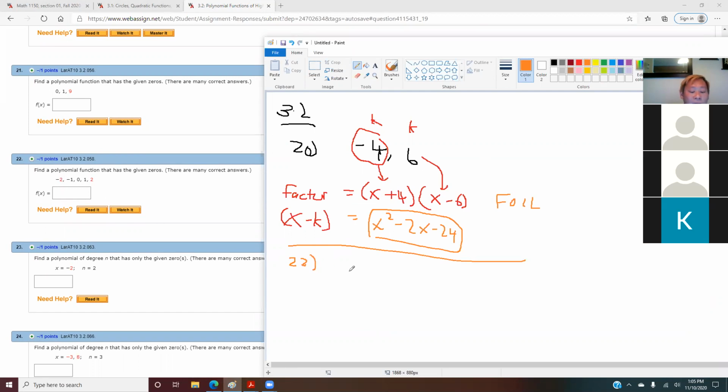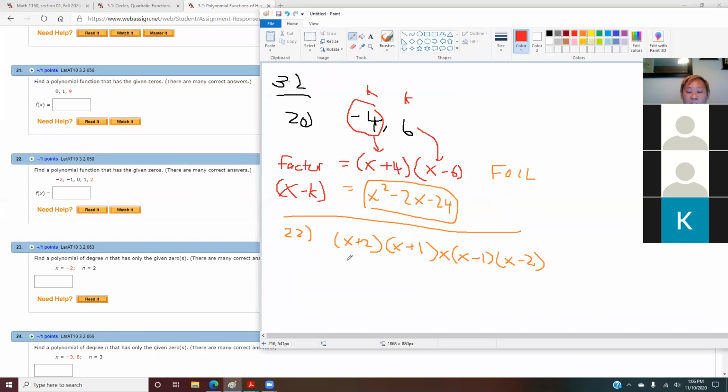So your factor for this will become x plus 2, that is for -2. x plus 1, this is for -1. 0 is just x. And then x minus 1 and x minus 2. Because you've got 5 zeros, you have 5 factors. So what you need to do here, if you have such a question, is FOIL this fellow first and FOIL the last fellow.